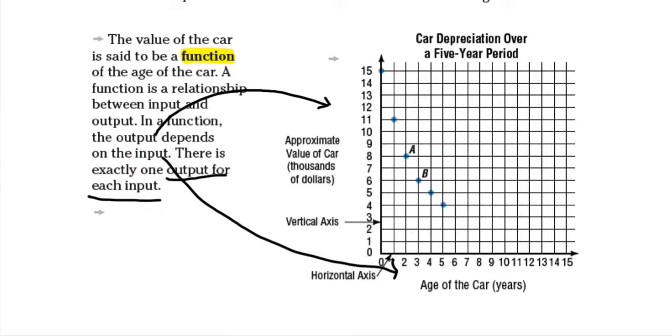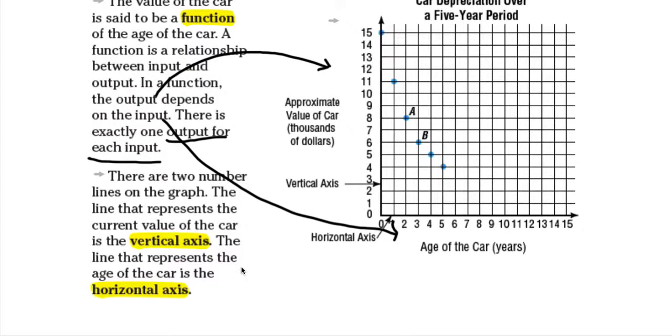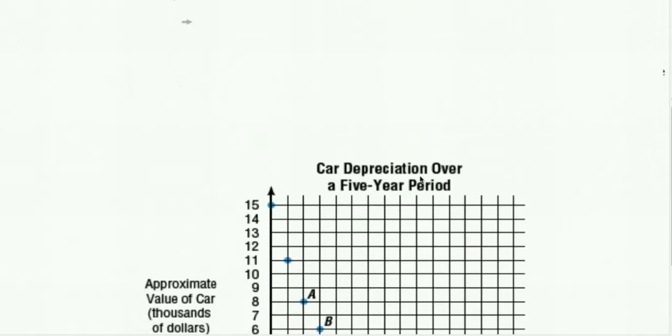Taking that one step further, there are two number lines on the graph: the line that represents the current value of the car is the vertical axis, and the line that represents the age of the car is the horizontal axis, or the y and the x-axis in our coordinate plane. Notice that there are 6 points shown on the graph. Each point represents the dollar value of the car in thousands at the end of the year. For example, after year 1, the value is $11,000. You can express this relationship as 1 and 11.